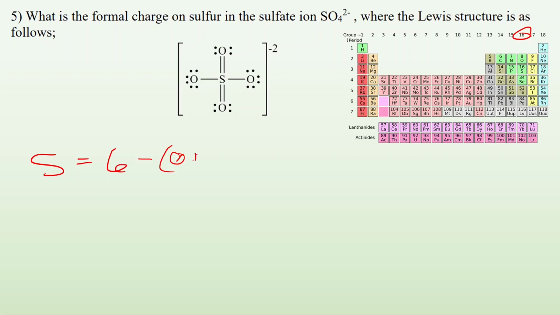And then what is half of all the bonding electrons? Well, if there's 1, 2, 3, 4, 5, 6 bonds total, there's 12 electrons, half of that is 6, right? So there's 6 electrons, which tells me that the formal charge on sulfur in this structure is 0.